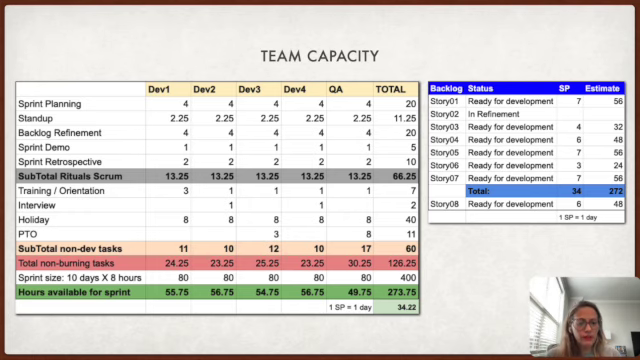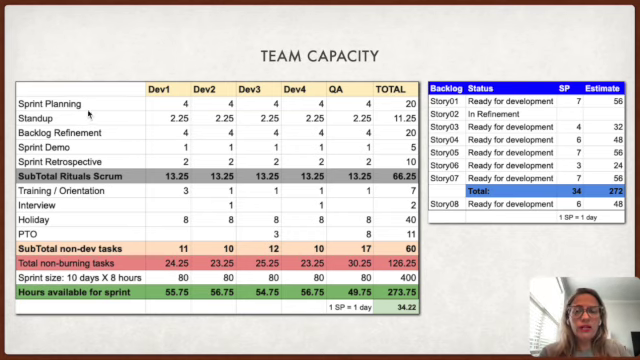To get our team capacity, it's important to know how many hours the team will dedicate to activities not related to development, considering even PTOs, holidays, or any kind of meetings that we can expect and plan from the beginning.